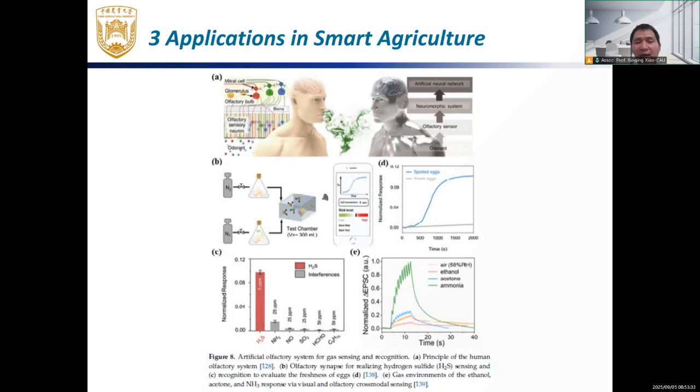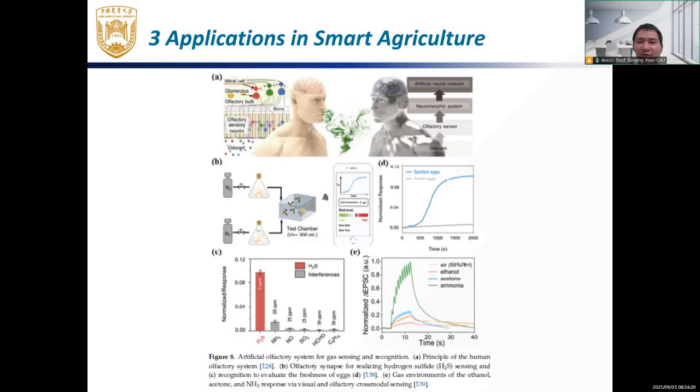Based on this, we could have the artificial olfactory system for gas recognition. There are many gases that need to be recognized in our smart agriculture situations. For example, the olfactory synapse for hydrogen sulfide. Hydrogen sulfide is also very important, so we need to use the olfactory synapse, and also sense it and reconnect to evaluate the freshness of, for example, eggs, food, and those groups. Also, gas environments are essential to control, and visual-olfactory sensing could be used in, for example, planting crops, breeding, smart farming, and also in storage and transportation of the food.